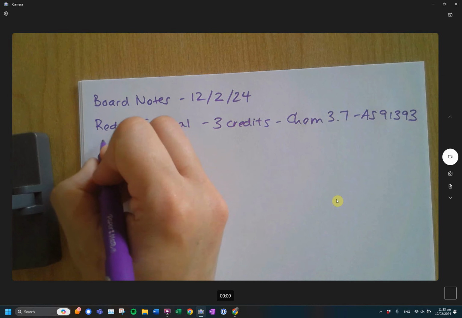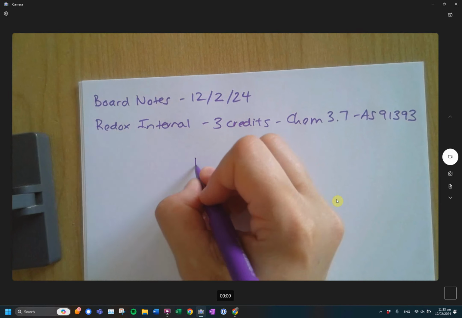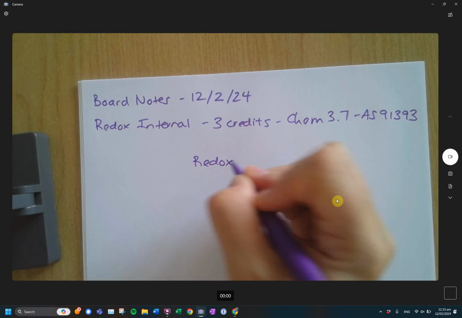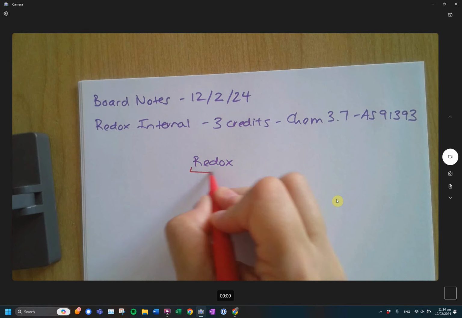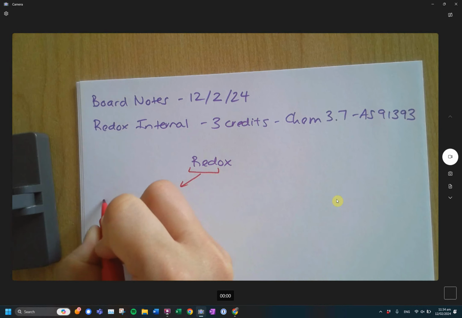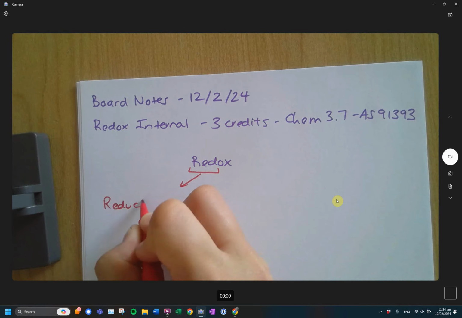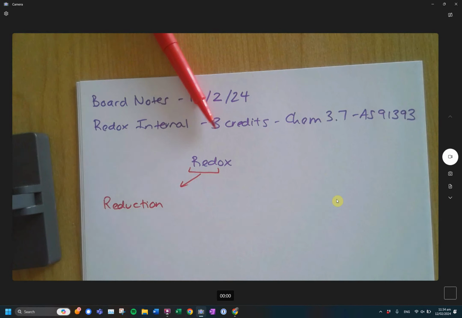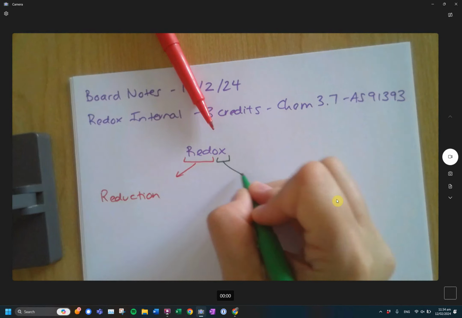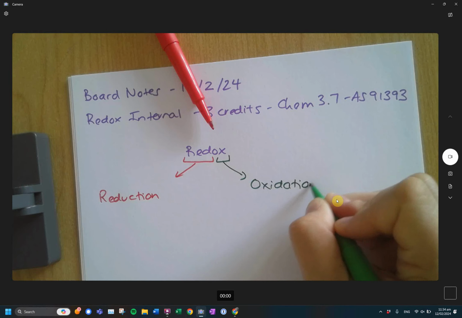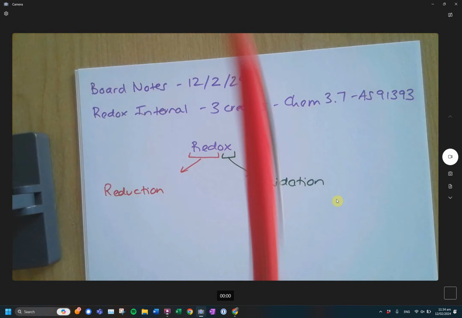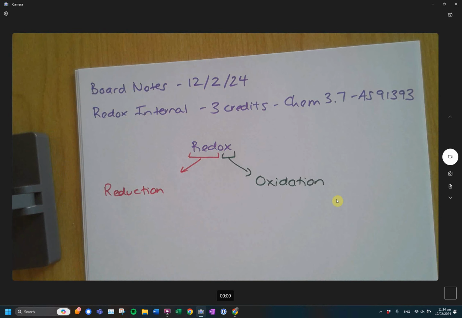So when we are talking about redox, it is a broken down word to talk about 2 different types of reaction. And Xander's got an idea of what those 2 reactions were. The first one is your reduction, and the second one was your oxidation. Questions so far?